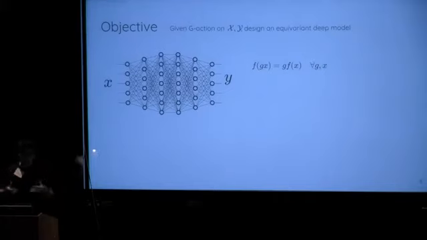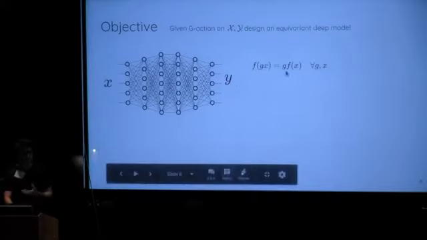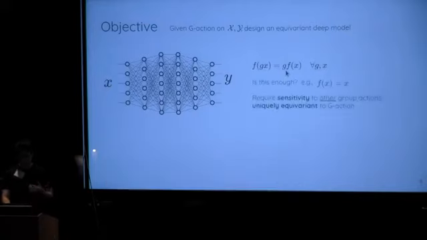These are desirable properties that you want for a function to have, and our goal is to design deep models that satisfy these properties. But this is not enough. It's not enough to have this equivariance property. You also want sensitivity. So for example, take the identity function. F of x is equal to x.